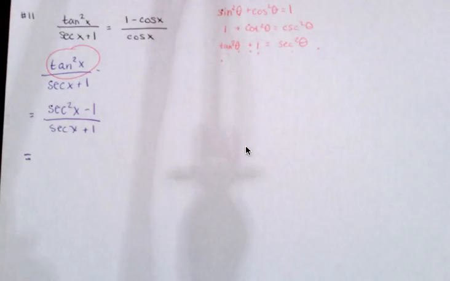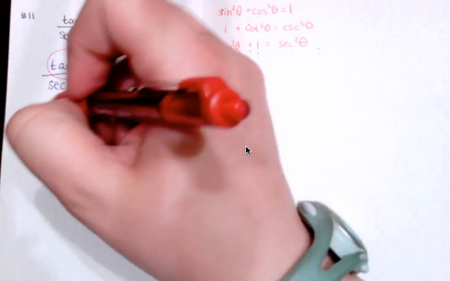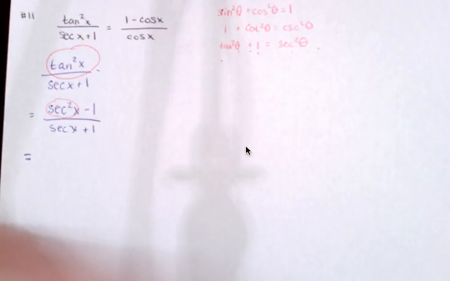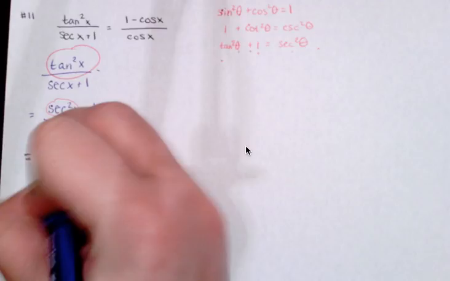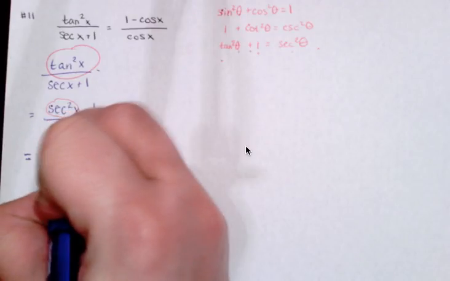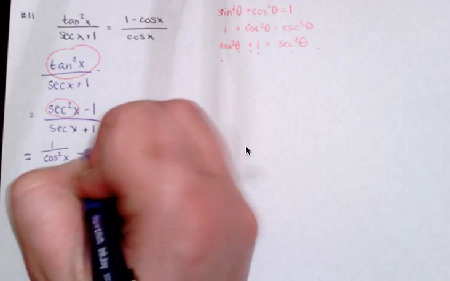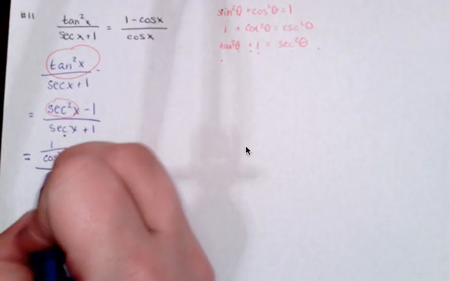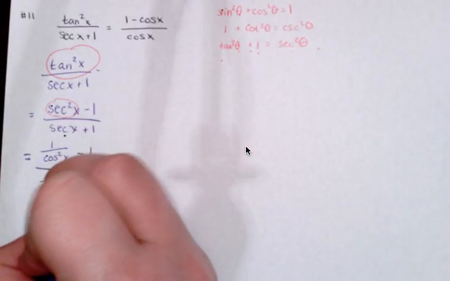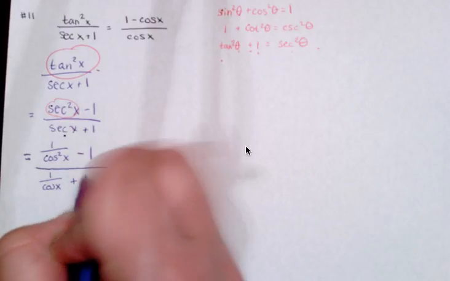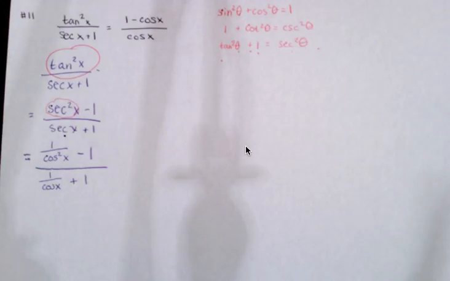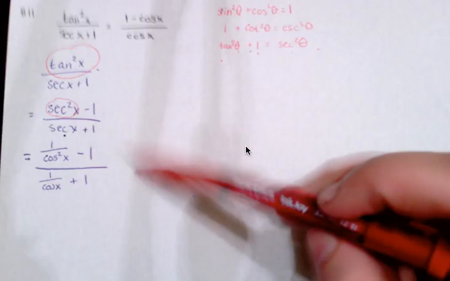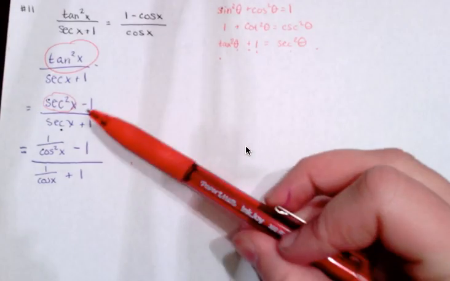Most of you would rewrite this in terms of sine and cosine. Well, remember, secant is 1 over cosine, so this would be 1 over cosine squared x minus 1, all of that over secant, which is 1 over cosine of x, and then plus 1. I think most of you would get to this step. I don't think you would notice difference of squares. You could do difference of squares, but we'll do this.